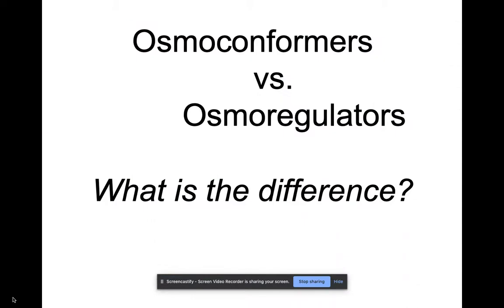So let's look at a couple of terms here. You've got osmoconformers and osmoregulators. We're very familiar with osmotic. Osmotic means, again, relating to water. So what's the difference in the two? We've got conformers and regulators.